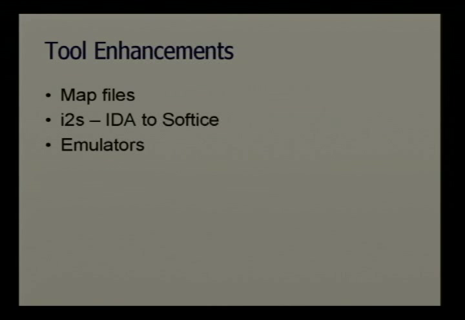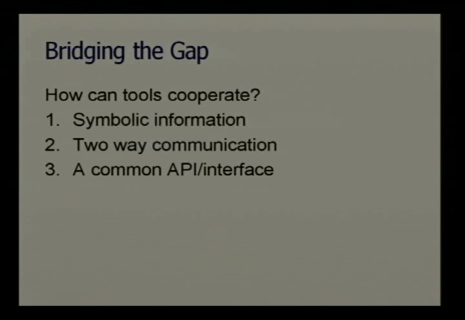Emulators allow you to somewhat simulate the runtime environment, so you can see how the static disassembly is working within the simulated environment. It allows you to see a lot of stuff, but still not a complete solution. So how do we bridge this gap? How do we make these tools work better together as a cohesive unit?